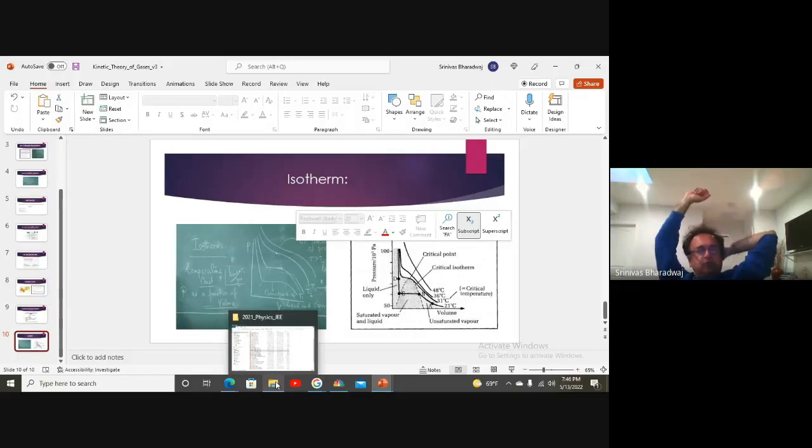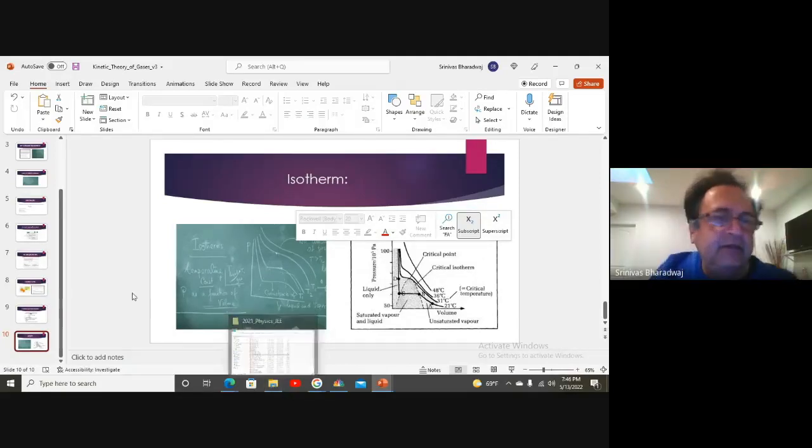What is the van der Waals force? These are weak forces that exist, and then you have an excluded volume and a corrected pressure. And therefore PV equals nRT changes to reflect this particular equation.